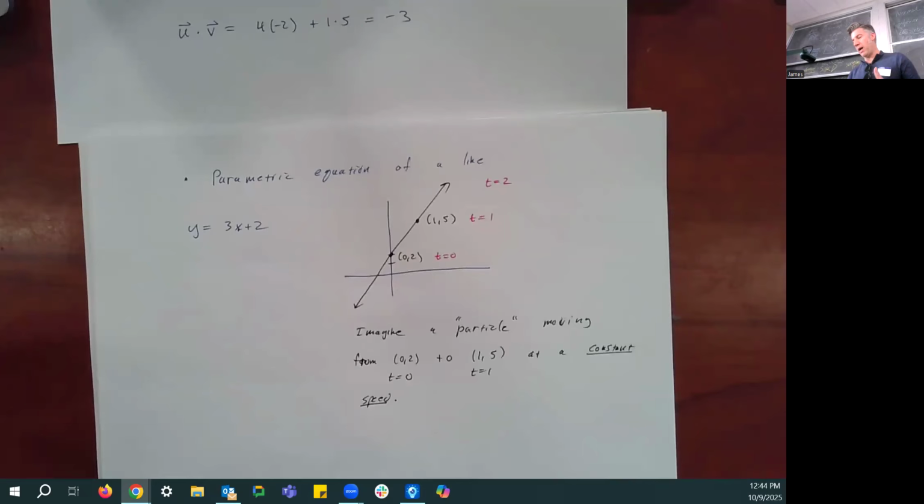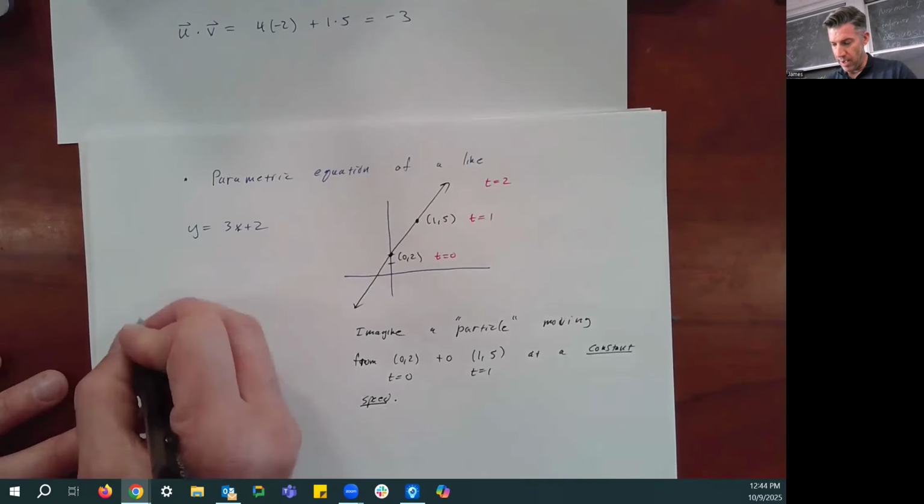So the idea is that every second that passes, we're going to move over one and up three, over one and up three, over one and up three. So we could write a set of parametric equations describing the x coordinate and the y coordinate based on what time it is, or how much time has elapsed. It's not hard to do at all. So here's what we're going to do.